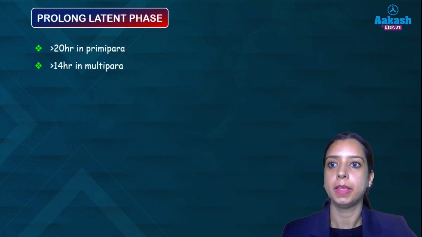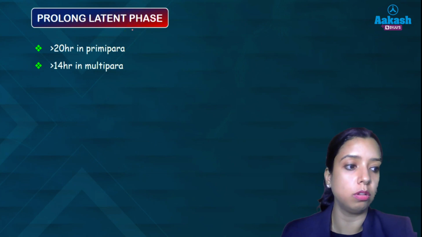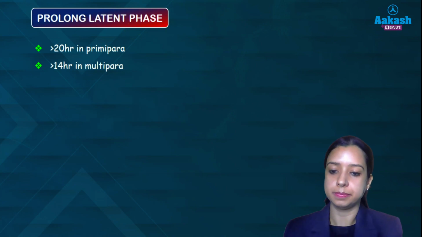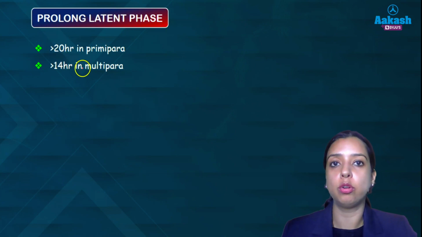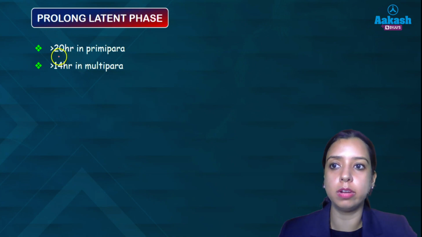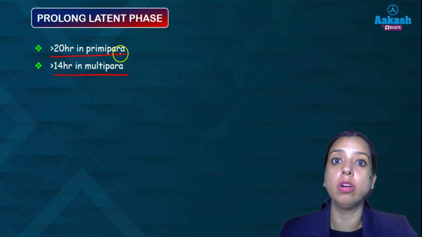Right? Yeah. Now, prolonged labor. A question has been asked on prolonged labor also in NEET 2019. In 2019, the definition of both prolonged latent phase and active phase was asked. Prolonged latent phase is more than 20 hours in primi, more than 14 hours in multi. That is prolonged latent phase.